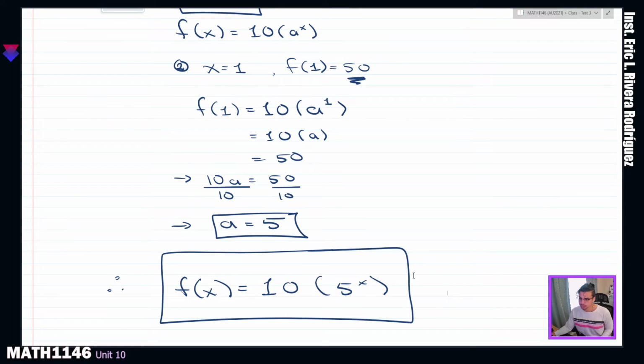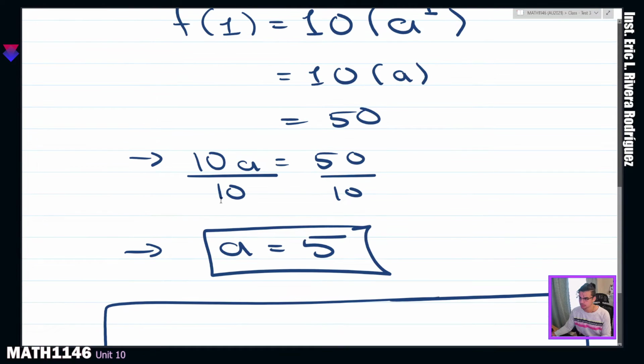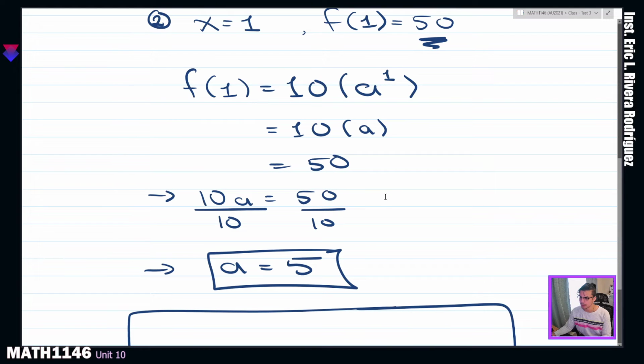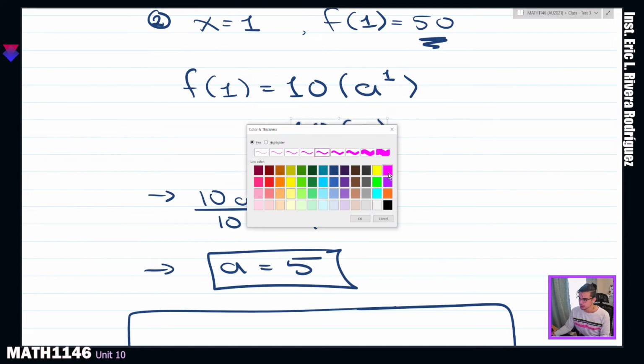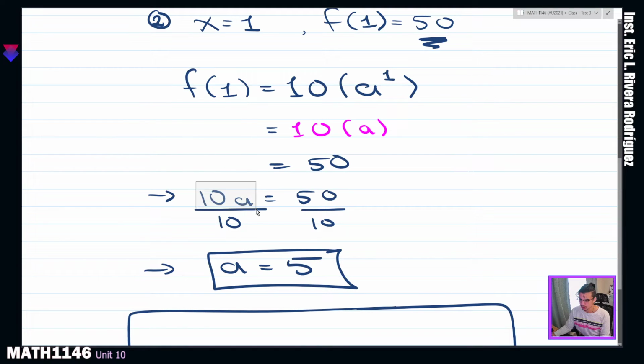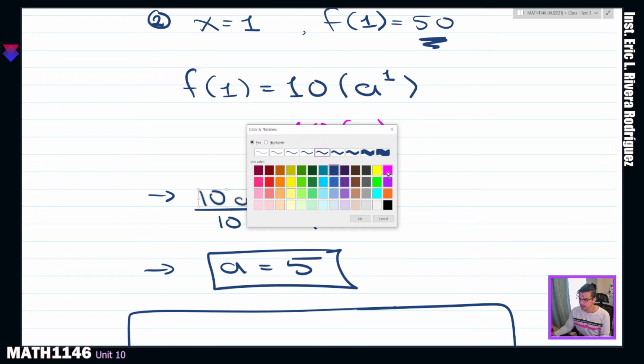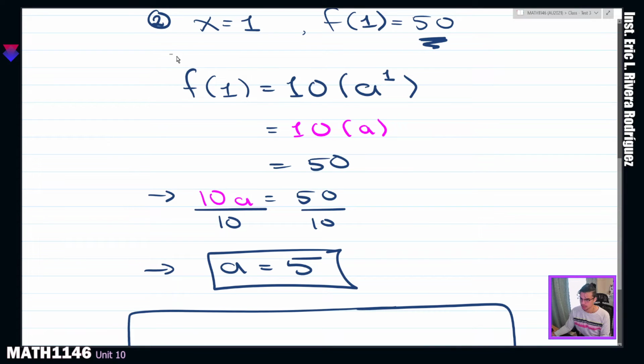How did you know, after you got 10a equals 50, how did you know to divide all of that by 10? Just because you put 10a on the other side? Do you always just put that on the other side? Yes, but let me put this in color so you can see it. So I created an equation from this step here.